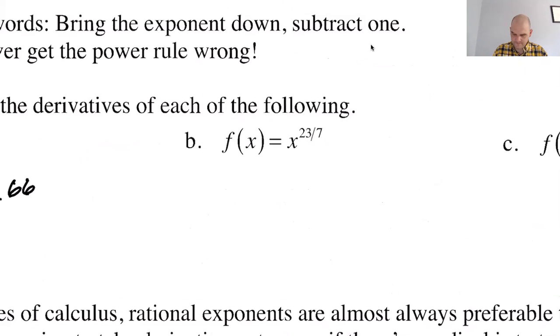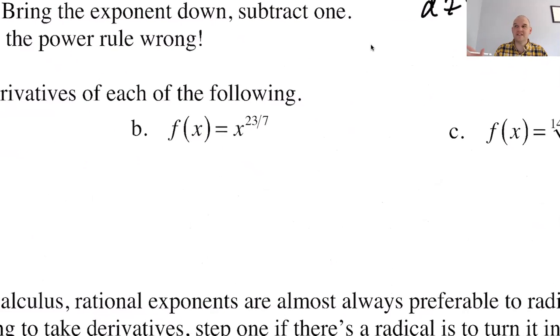So here, you do have to get used to working with fractions again, like you were in 5th grade or whatever. So let's say f prime, because it's called f of x, is, all right, so we're going to bring the exponent down. So it's going to be 23/7 x to the 23 over 7 minus 1. So I'm actually going to write that this time.